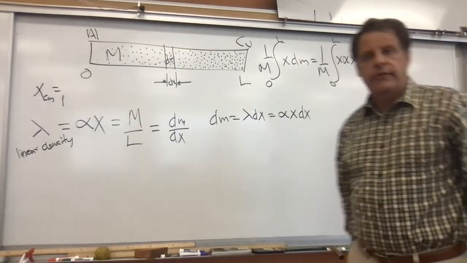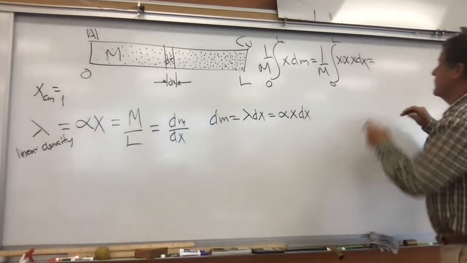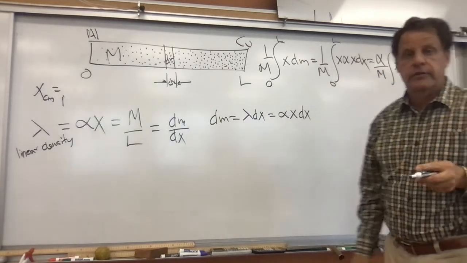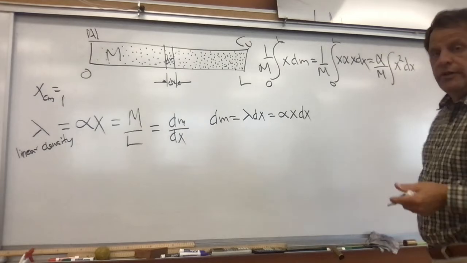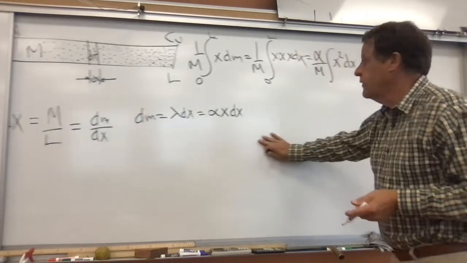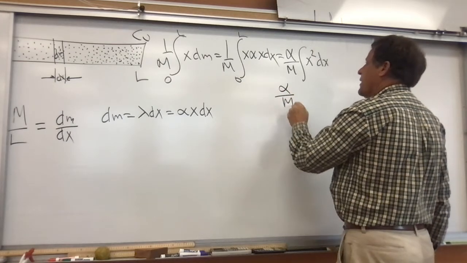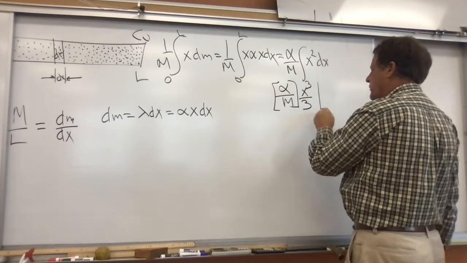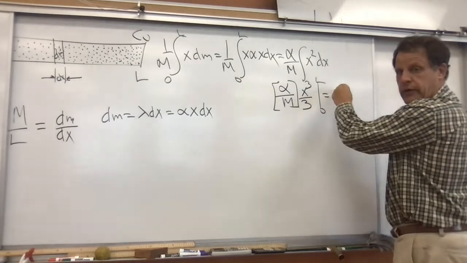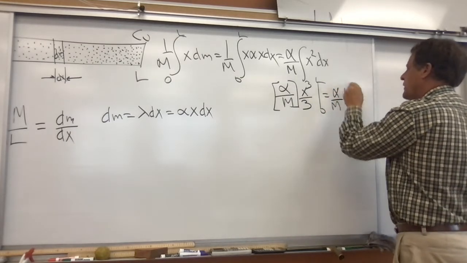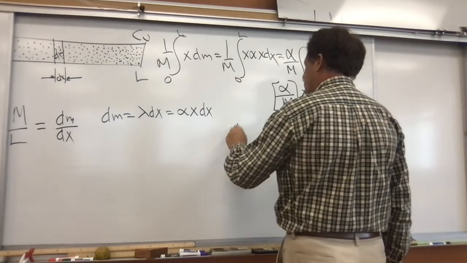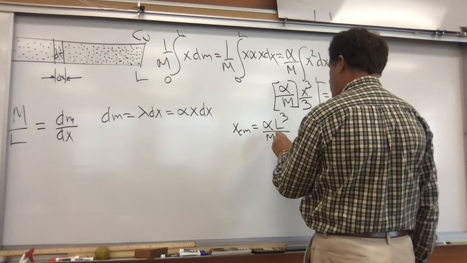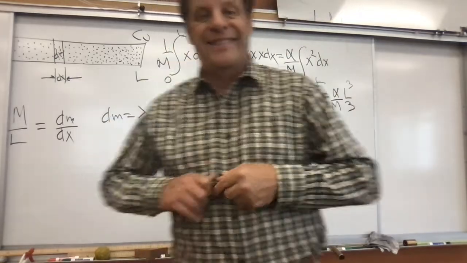This alpha right there is going to be a constant, so that can come out. So we can have alpha over m of x squared dx. X times x is x squared. Now, we are in a position where we can integrate it, so it's going to be alpha over m of x cubed over 3 evaluated from 0 to L. And this is going to give us alpha over m times L cubed over 3. So our x center of mass is equal to alpha L cubed over m over 3.